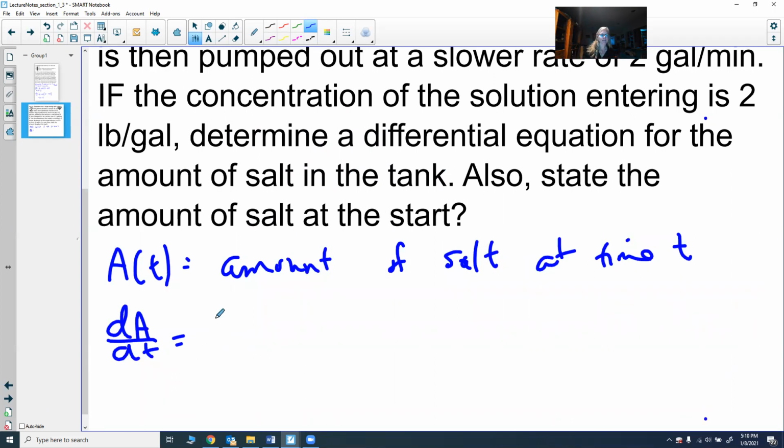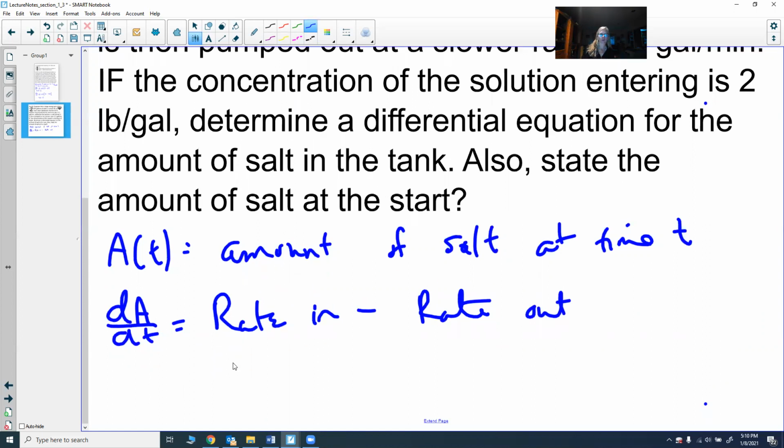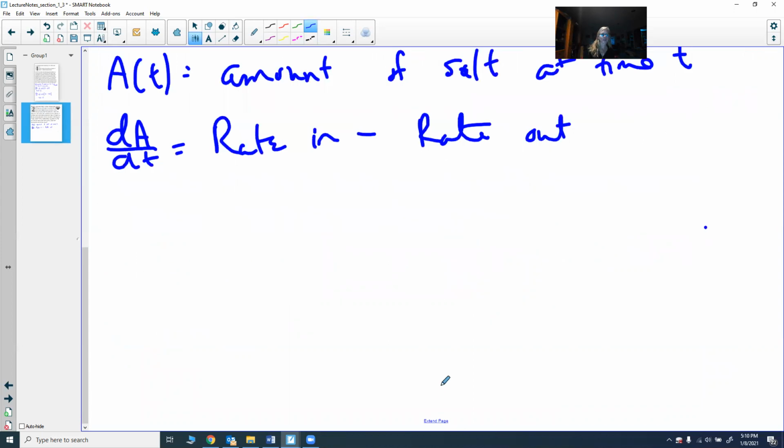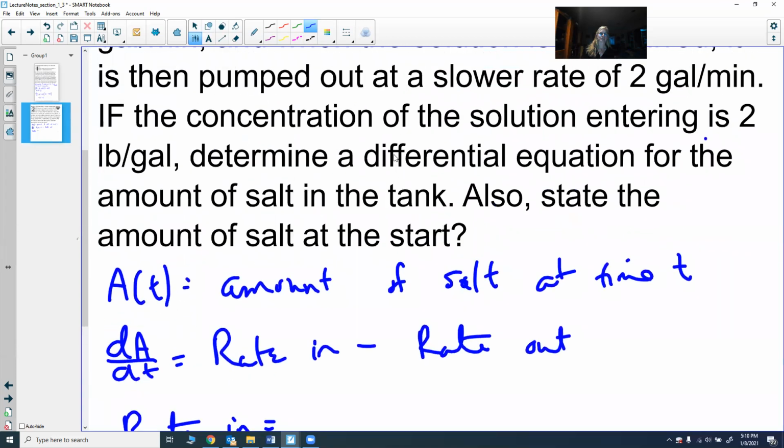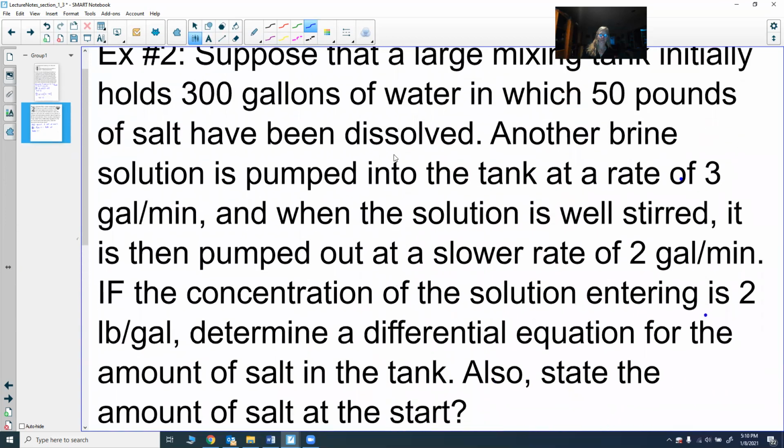So it's going to be your rate in minus your rate out. And the reason I can say this is positive and this is negative is because in is things that are accumulating, it's going in, it's adding to it. Out means it's being subtracted away. So that's why it's minus. So we have the rate in minus the rate out. If we can figure out what those rates are, we're in good shape. So let's look first at the rate in. All right, so let's go back up here and see if we can figure out how much is coming in.